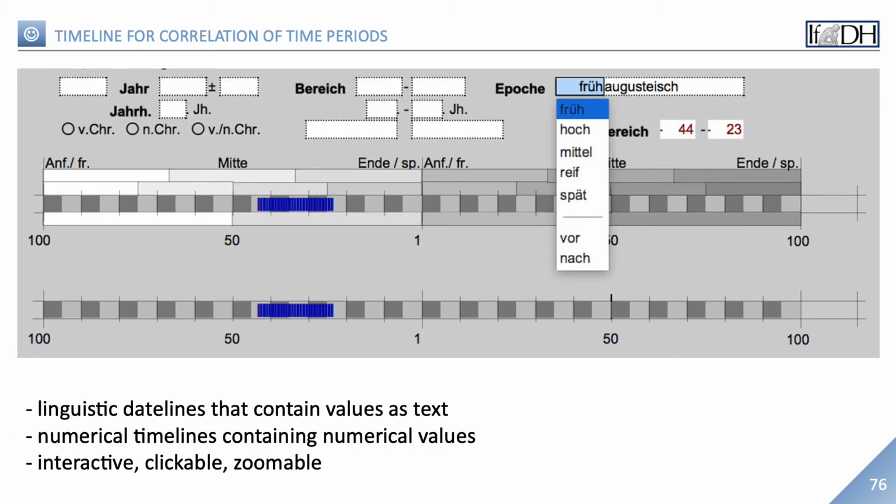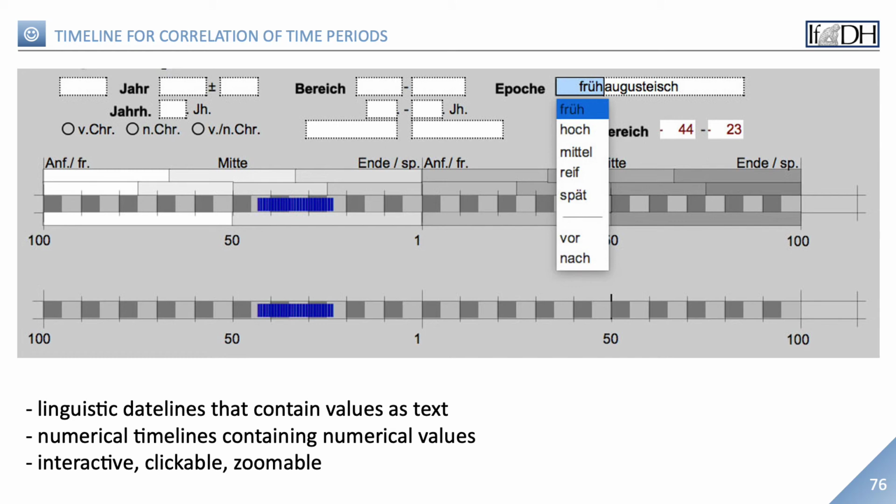At the end of the 1990s, I myself programmed a timeline for archaeological databases that made it possible to enter and search for dates as years, as time periods and as epochs. In the process, linguistic datings containing values as text were transferred into corresponding numerical values with areas of uncertainty. In parallel, one could also use different numerical timelines containing numerical values.